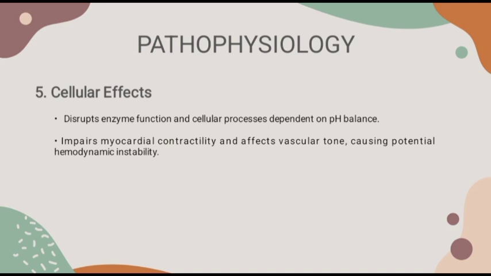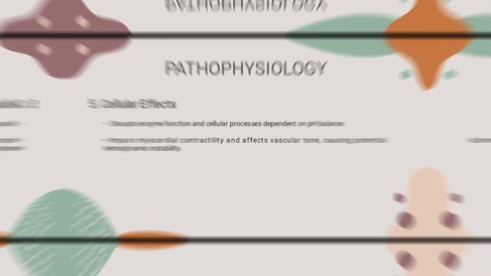Another effect is impaired heart function and blood vessel tone, na yung hyperchloremia can weaken the heart's ability to contract effectively, which may reduce how well the heart pumps blood. It can also disrupt the balance in blood vessels, leading to changes in vascular tone. So, these effects may result in unstable blood flow and blood pressure, or yung hemodynamic instability. So, it can be a risk to vital organs.